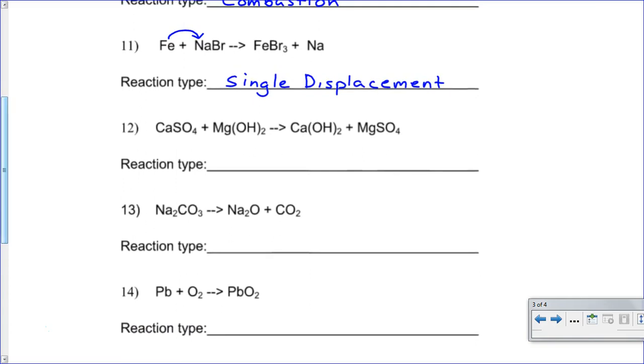For number 12, CaSO4 plus MgOH2 yields CaOH2 plus MgSO4. All right, compound plus compound yields compound plus compound. Again, this is a double displacement reaction. We're just mixing what's matched with what.